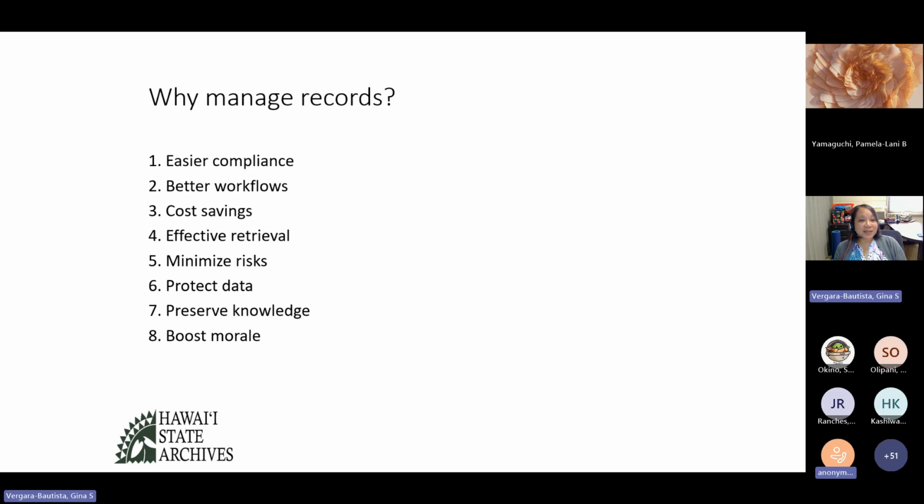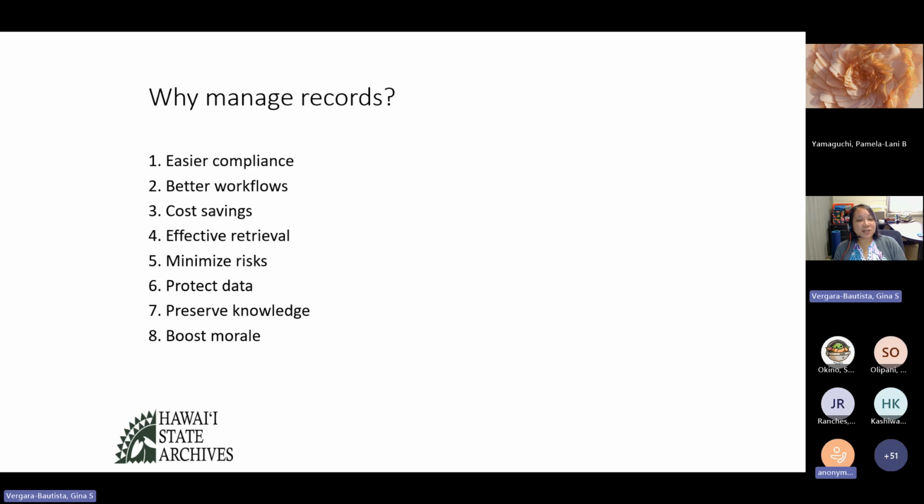So minimize risk by minimizing the amount of records that legally you need to hold so that you don't need to go through so many during litigation. We can also protect our data. If we know what kind of information or records we have in our custody, we can set up measures to make sure that they are protected.